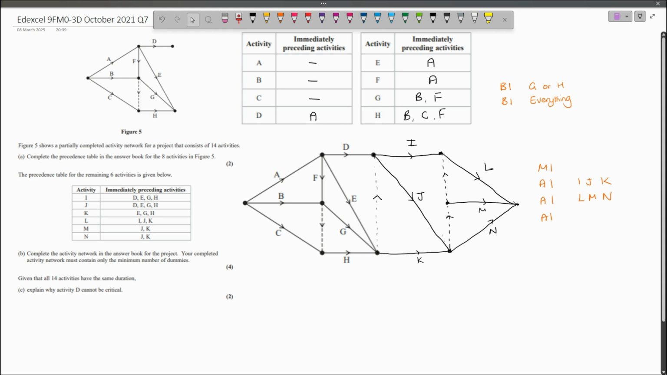So any additional dummies would only cause you to be penalised with this final accuracy mark because you were asked to use the minimum number of dummies.